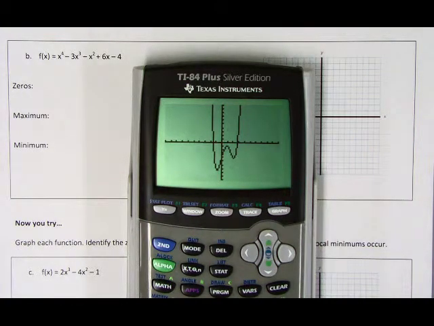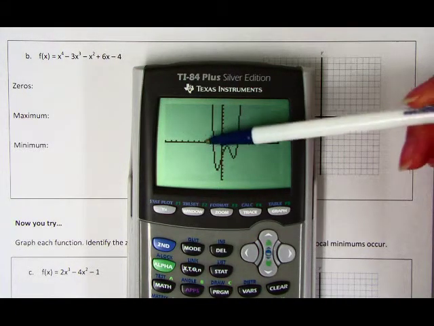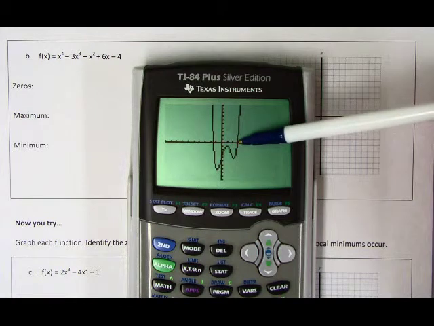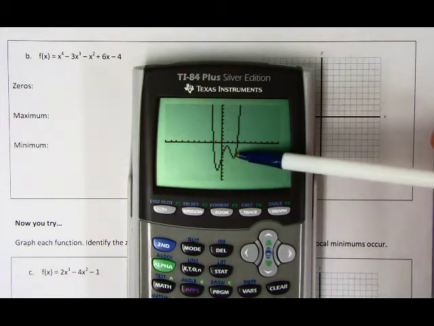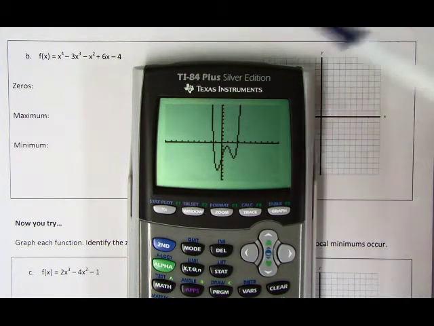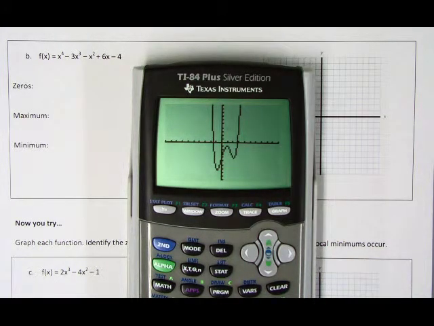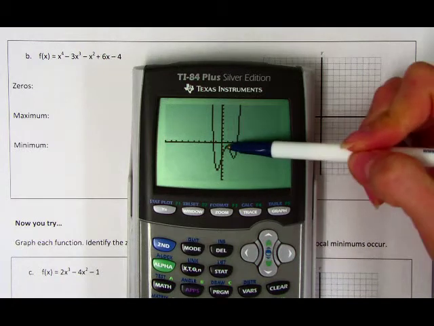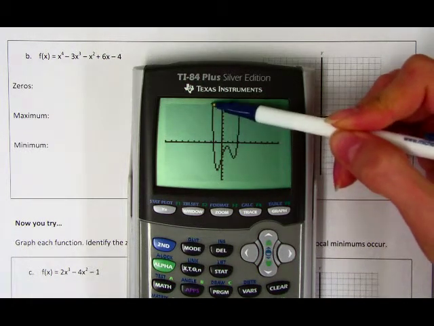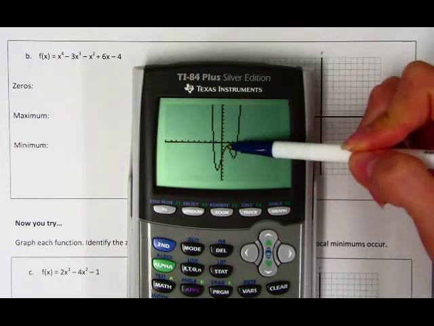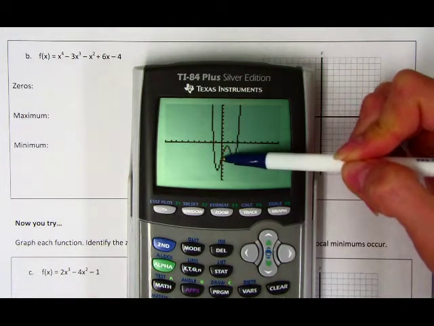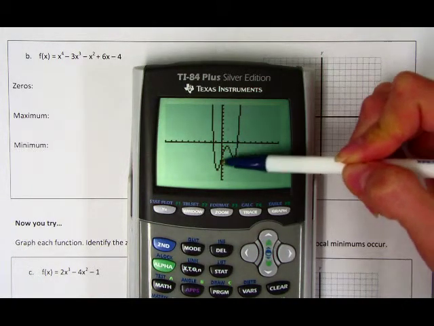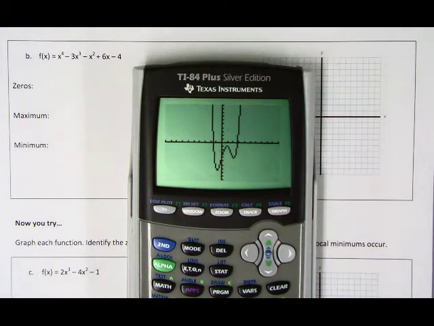A couple things we notice before we start looking at our zeros, mins, and maxes. We have 2 x-intercepts, which means we have 2 zeros. We have 2 minimums and 1 maximum. So it's when our graph changes direction that we get our maximum. In this case, even though it's not the highest value in our entire graph, it is a local max because it's higher than these other points to the left and to the right. So that is, in fact, a maximum.